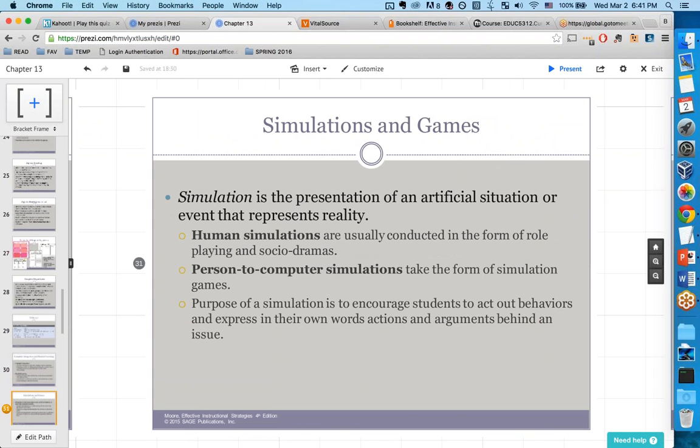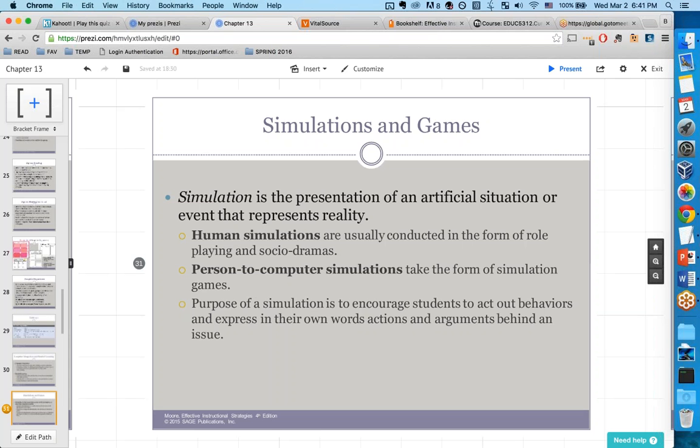All right, simulations and games. So simulation is a presentation of an artificial situation or event that represents reality. There are two types of simulations. Human simulations. These are usually conducted in the form of role-playing or sociodramas. And there are person-to-computer simulations. Basically, these are simulation games.